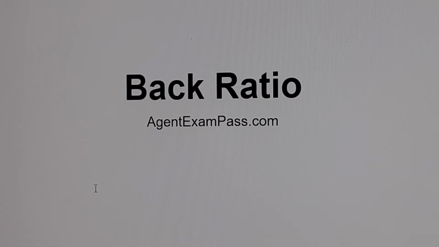The back ratio is the percent of gross income used to pay payments on all debt. So the back ratio is (1,500 plus 300 plus 600) divided by 3,000, which equals 2,400 divided by 3,000, which equals 80%. The two ratios, front ratio and back ratio, are used to help assess the risk level of borrowers.